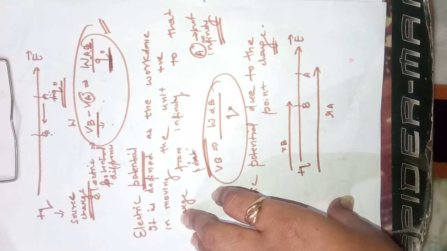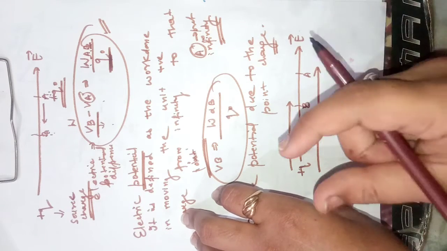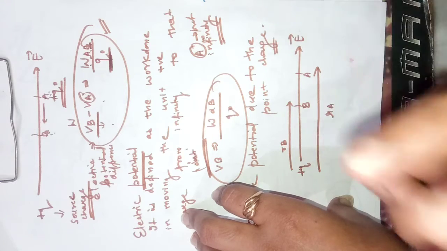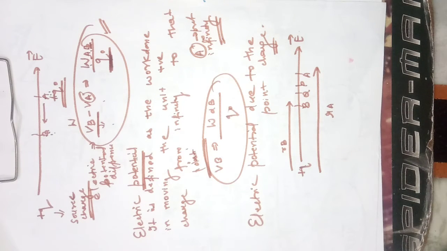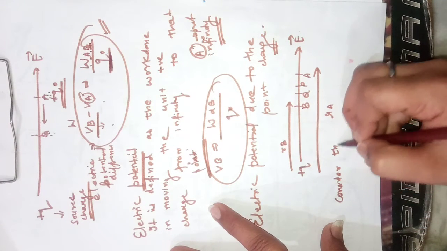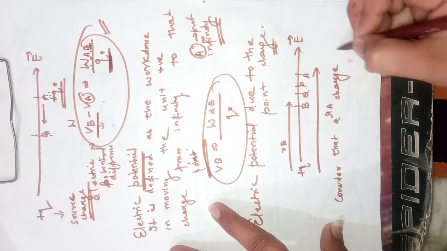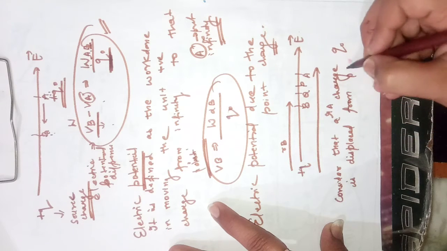Now let us consider two small points within A and B. Consider 2 points, a point P and a point Q, between point A and B. And write down now: consider that a charge Q naught is displaced from P to Q.